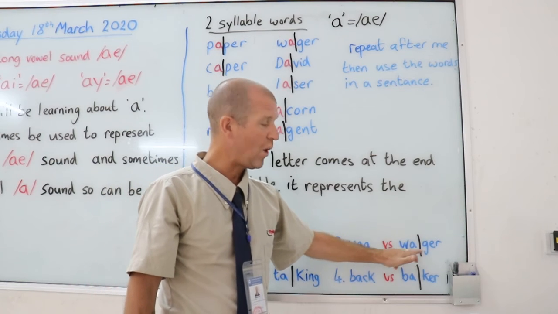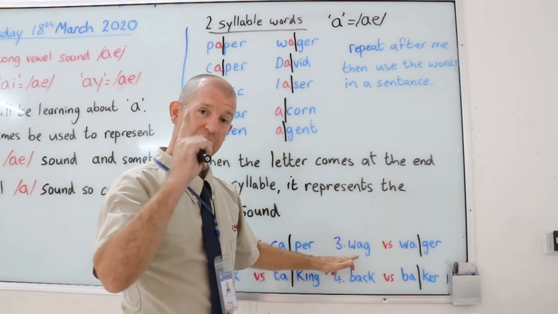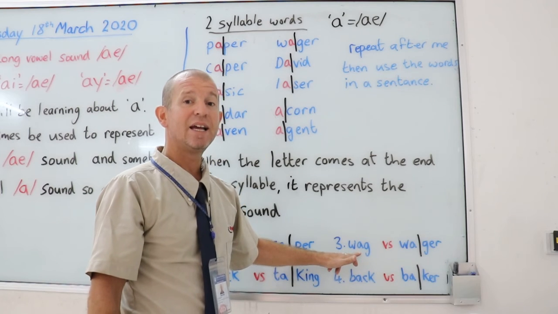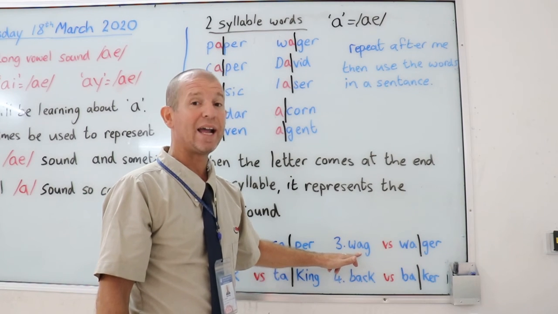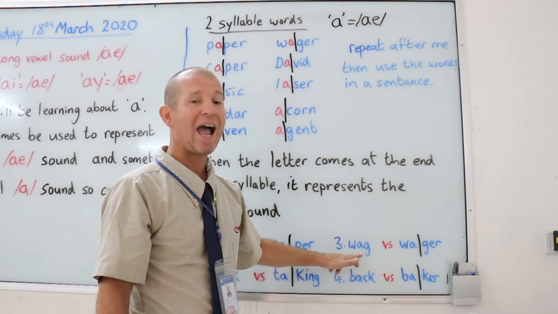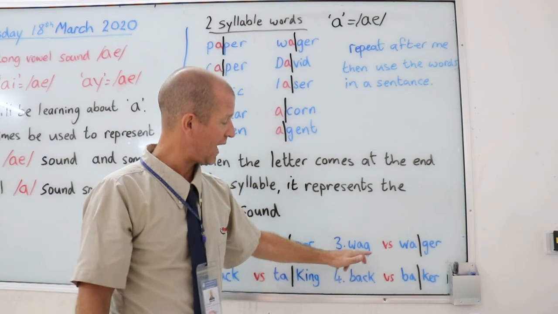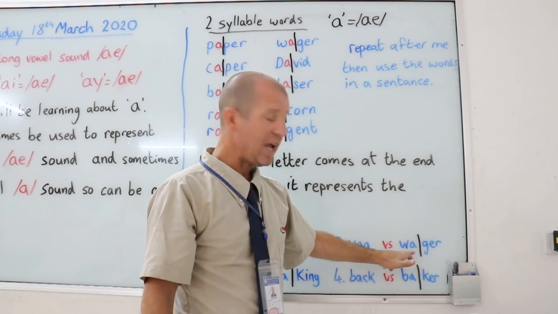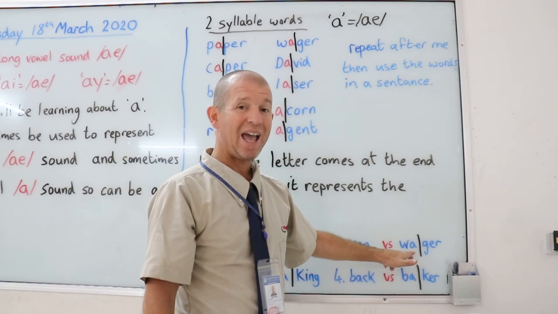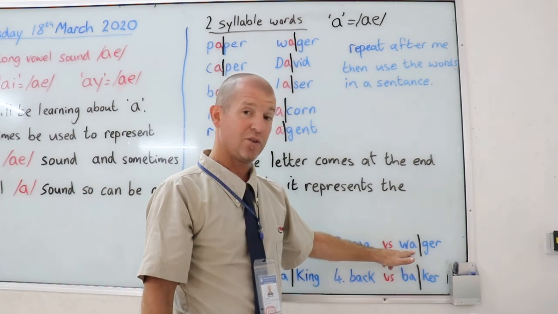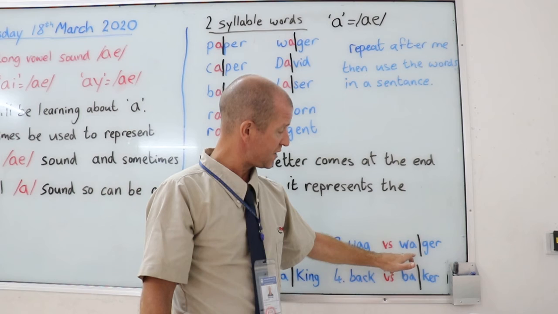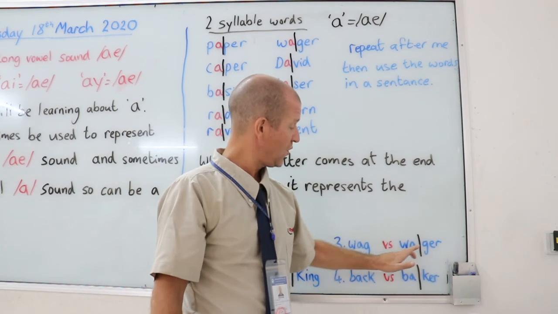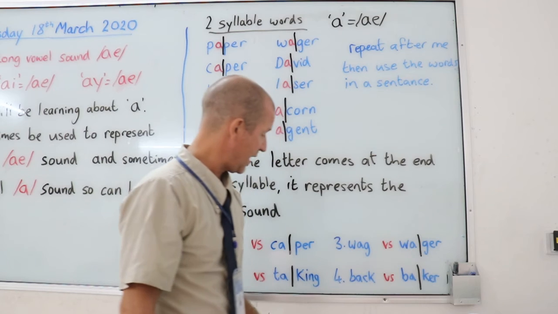And number three, we have wag versus wager. Wag is a one-syllable word. Wag. The A is an A sound. Wag, wag. Okay, and that's versus wager. The A changes from an A sound to an A sound because it is the last letter in the first syllable. Wager, wager. Okay, good.